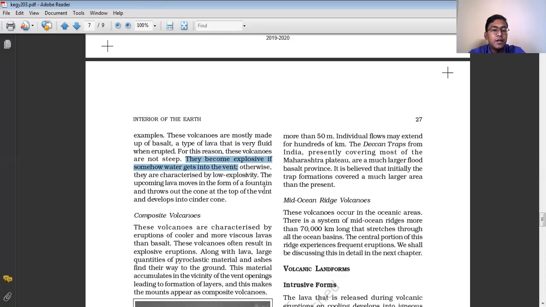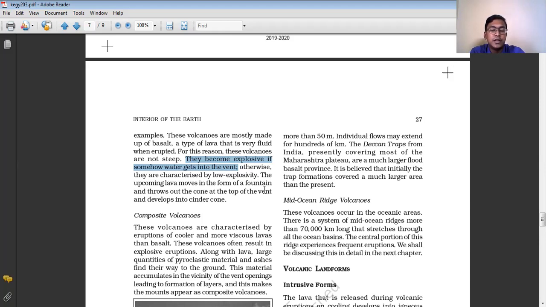The upcoming lava moves in the form of a fountain and throws out the cone at the top of the vent and develops into a cinder cone. The upcoming magma, which comes out from the asthenosphere, flows in the form of a fountain.